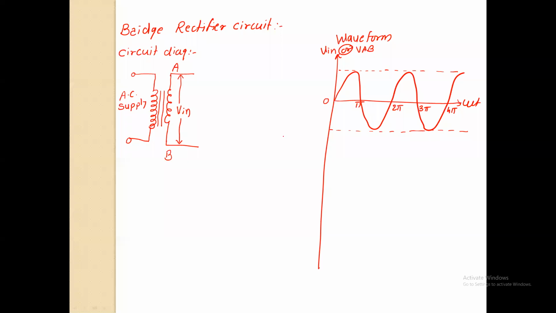And now let's see the bridge rectifier circuit. This is the first component, we call it a transformer, and now the rectifier circuit comes. As you know, in a half wave rectifier circuit, 1 PN junction diode is used. In a center tap full wave rectifier circuit, 2 PN junction diodes are used, and in a bridge rectifier circuit, 4 PN junction diodes are used.